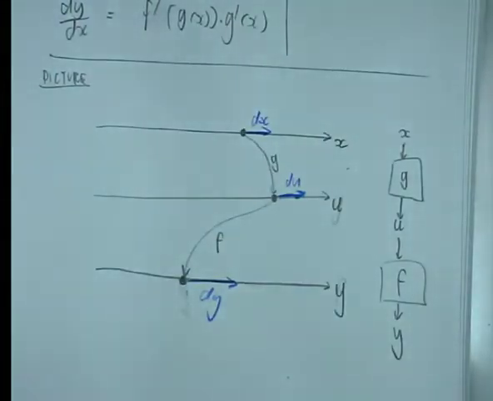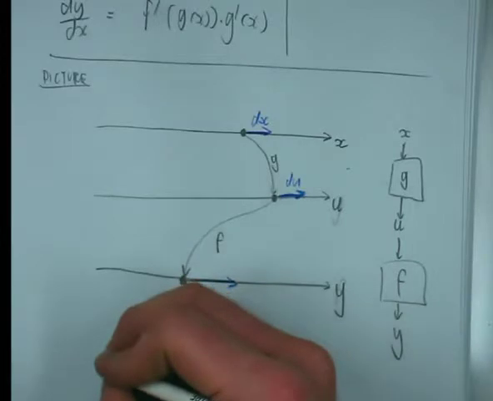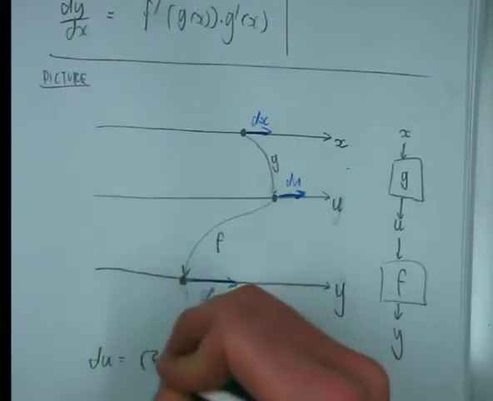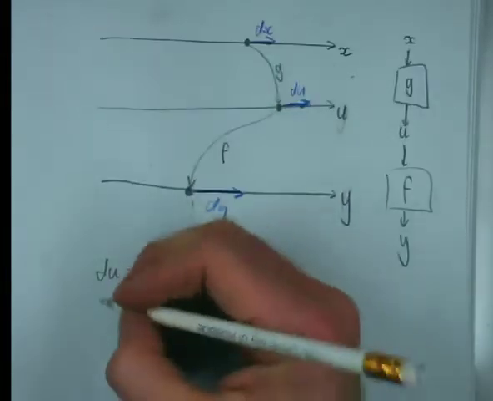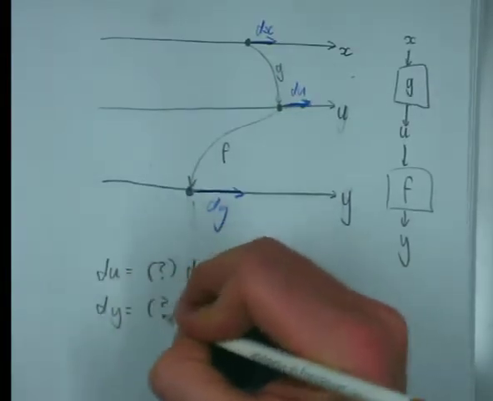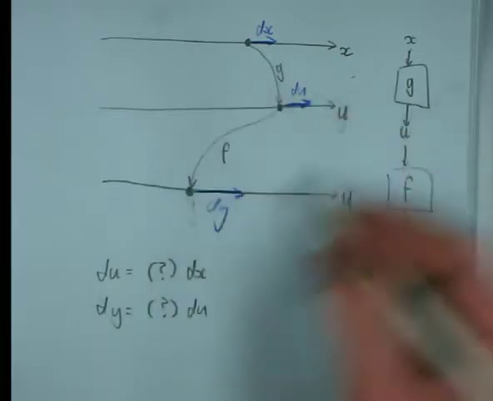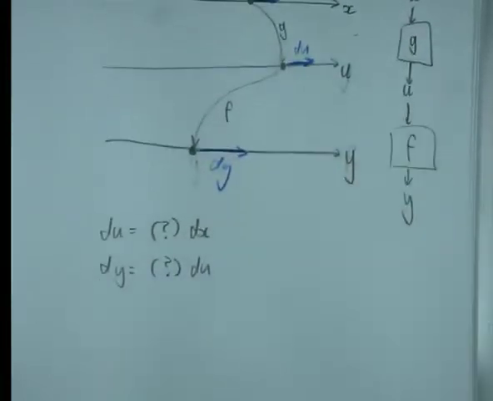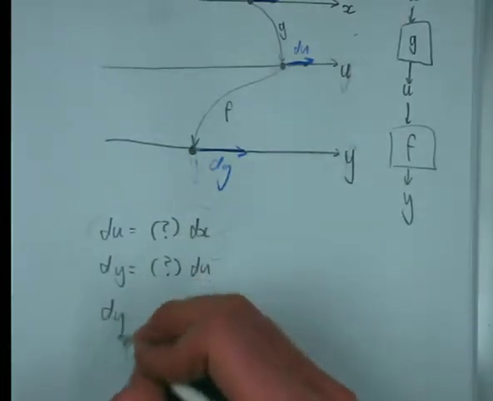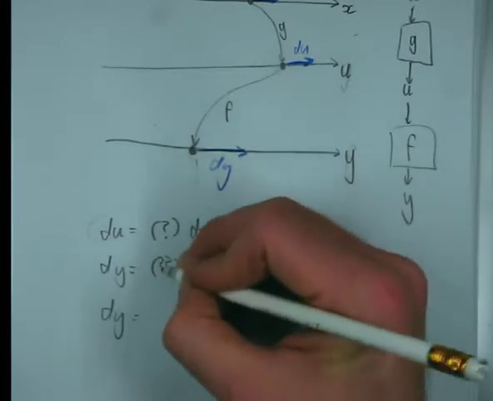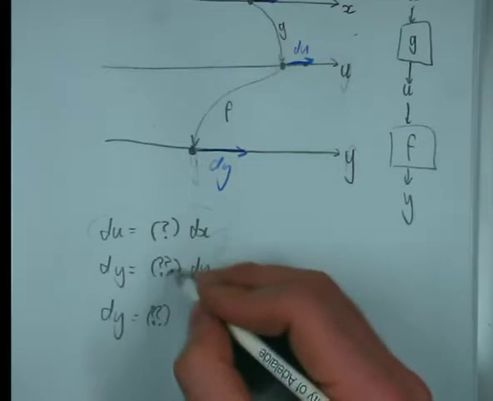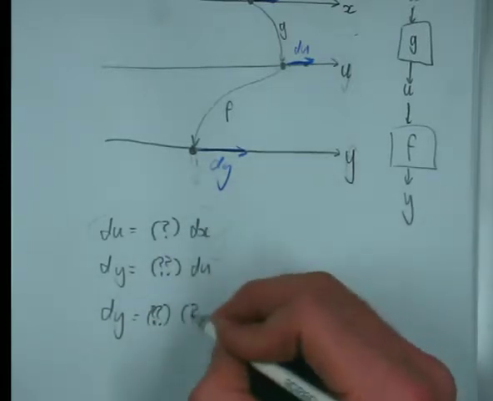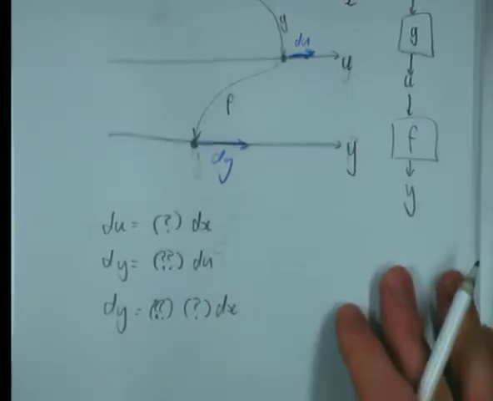So what if I had from the first step that du was something times dx, and then from the next step I had that dy was something times du, that's this bit here. So what I can do is I can sub this in there, and I can go that dy is the first, I'll put 2 question marks there. The first question mark is actually this, but all of that is du, like that.